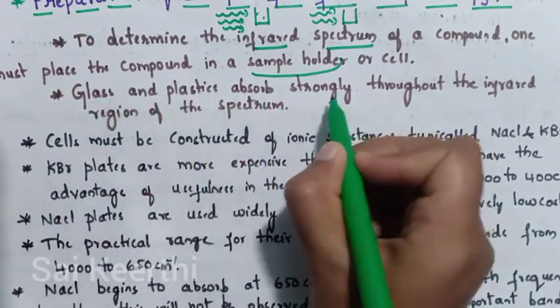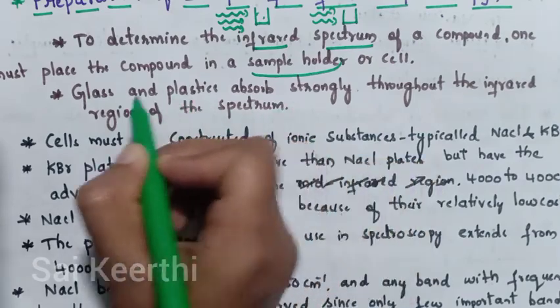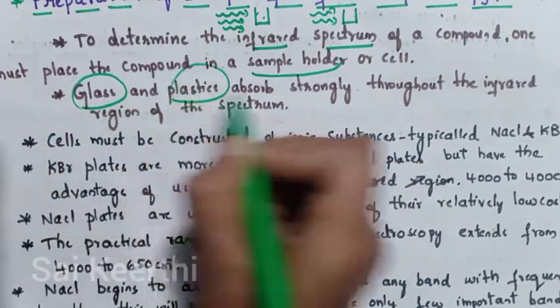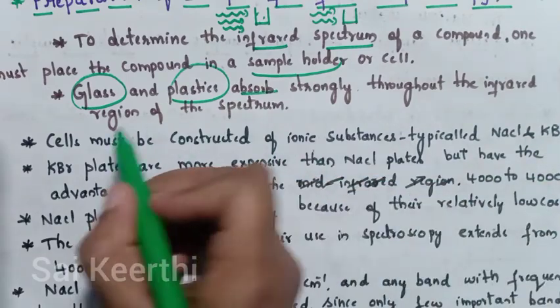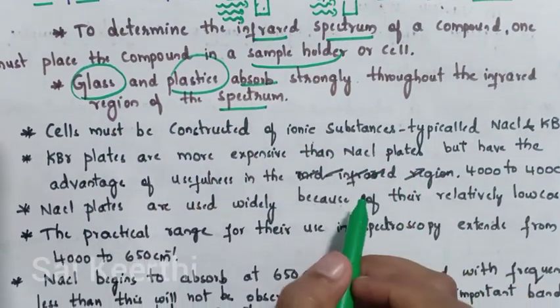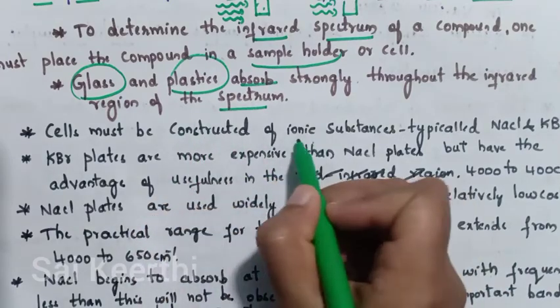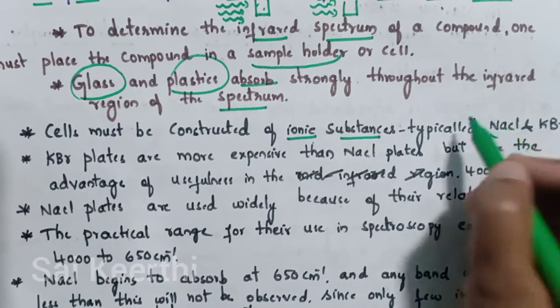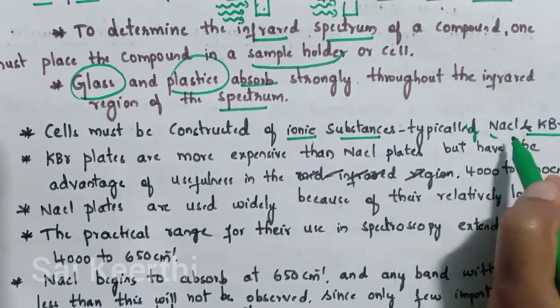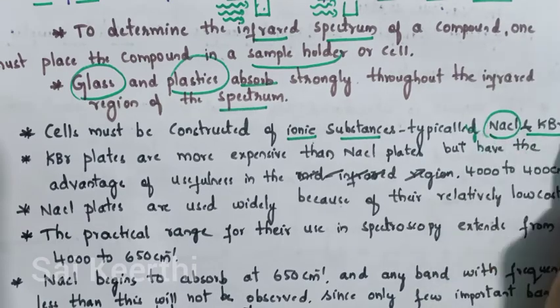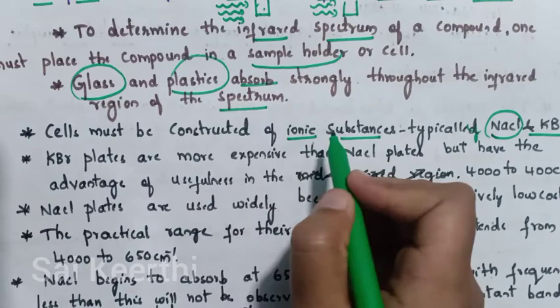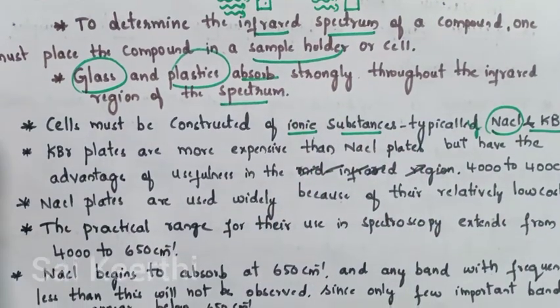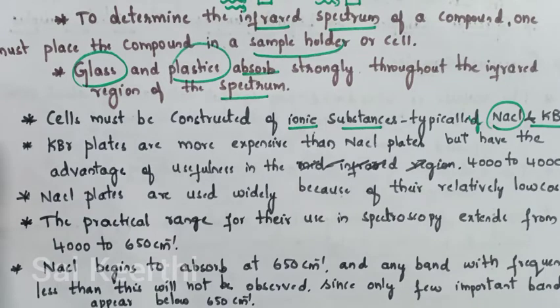Now coming to the second point. Glass and plastics absorb strongly throughout the infrared region of the spectrum. So cells must be constructed of ionic substances, typically NaCl and KBr, that is, sodium chloride and potassium bromide. Please remember that the cells must be constructed of ionic substances. Here NaCl and KBr are chosen because they are transparent to infrared radiation.